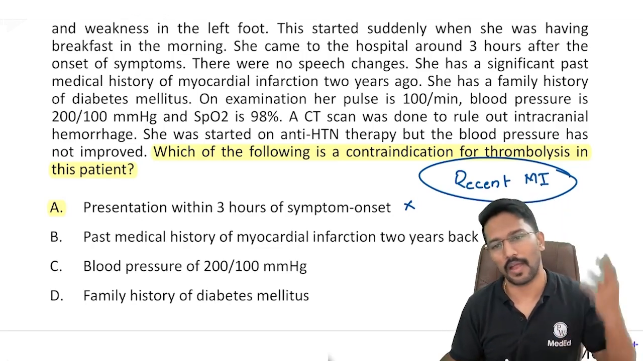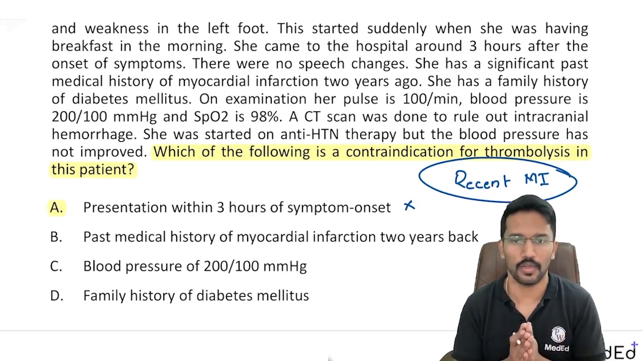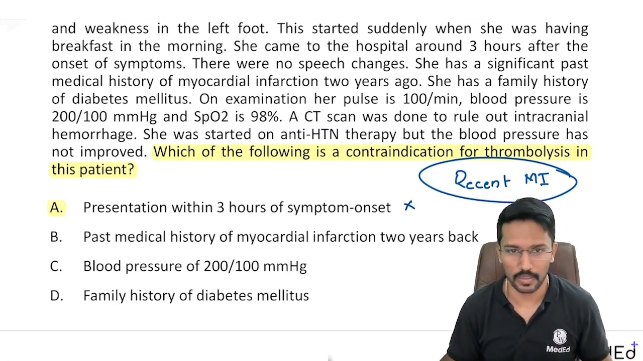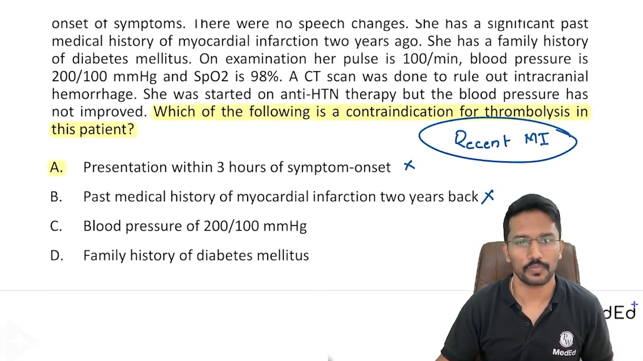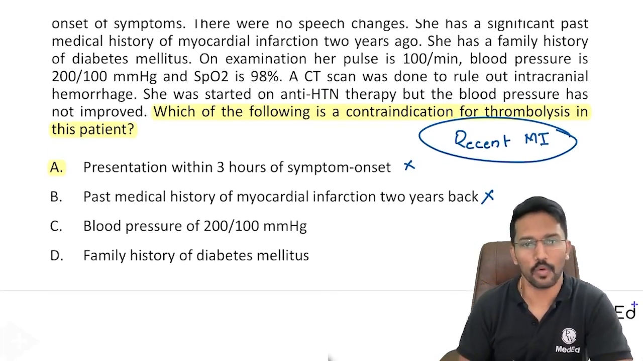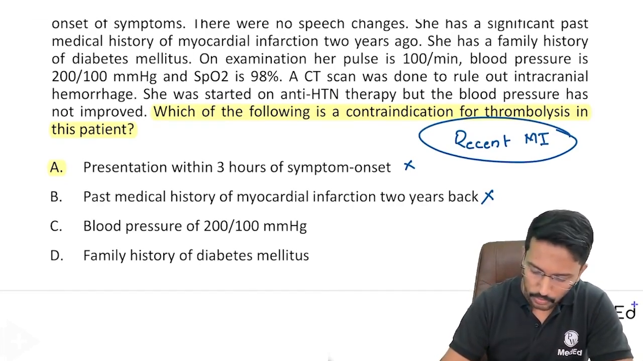Any patient with a background history like months back, years back had a MI, no contraindication. But a recent MI is a contraindication. Okay. So certainly this is not a contraindication. Now, option C, BP more than 200 by 100. This is a contraindication. Not an absolute contraindication.